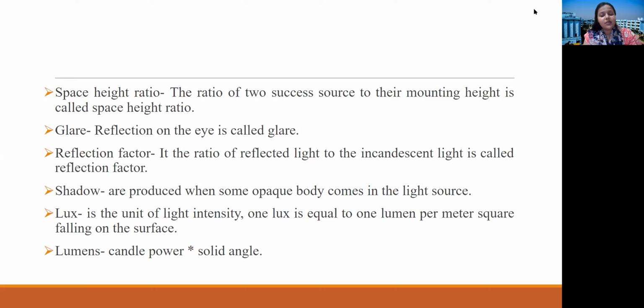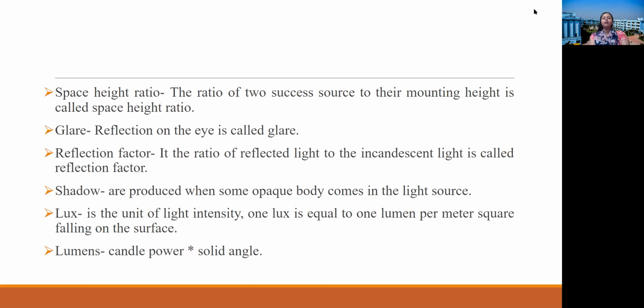Lux is the unit of light intensity. 1 lux is equal to 1 lumen per meter square falling on the surface, and lumen is candle power into solid angle. So these are the definitions you have to go through.